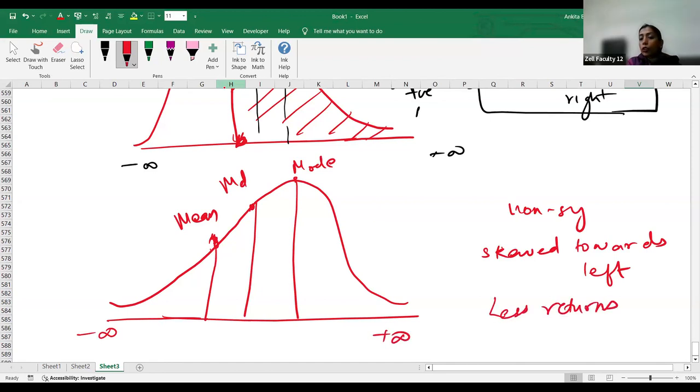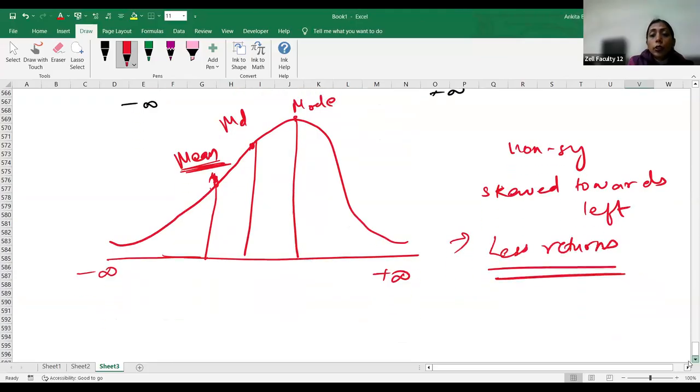So for those distributions or stocks, if you're monitoring stocks and you can see that average returns are lower and the distribution is skewed towards the left, then you can estimate that there would be less profit, giving you less returns.